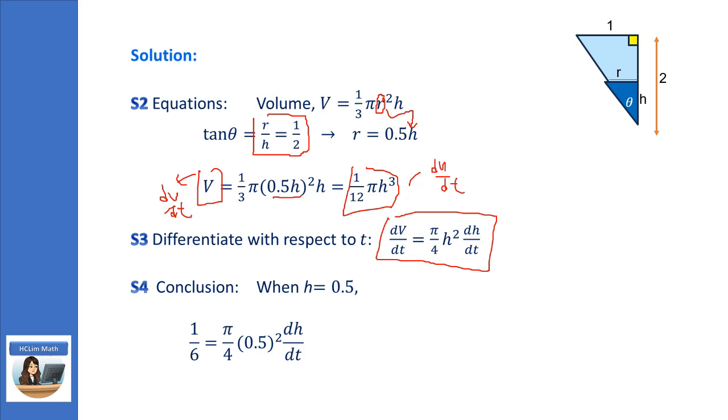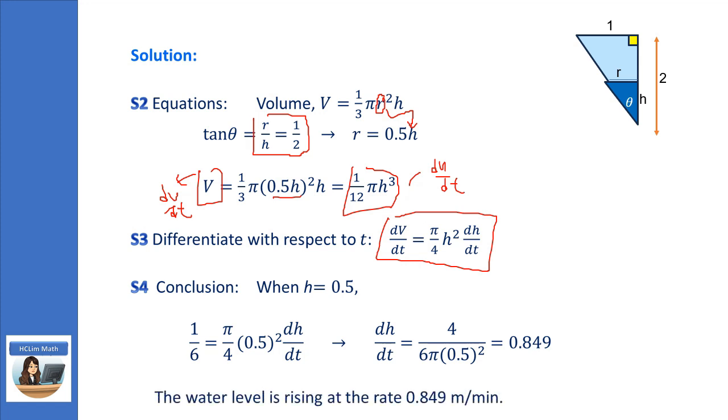I rearrange and I have my dH/dt as 0.849. This means that the water level is rising, or increasing, at the rate of 0.849 meter per minute.